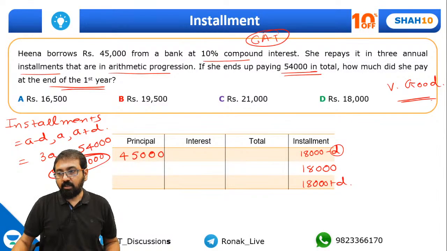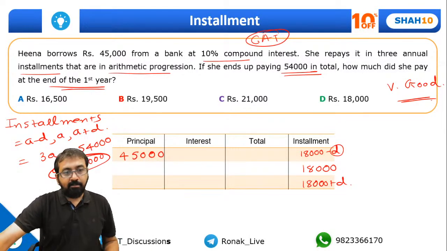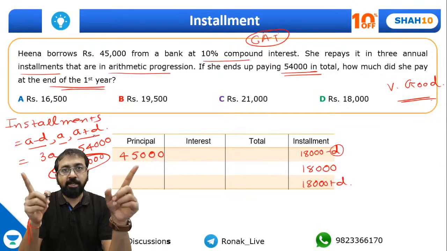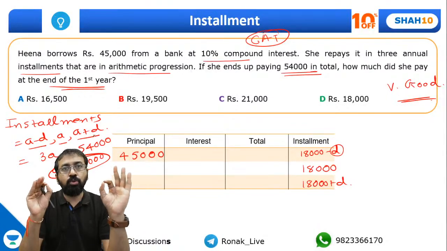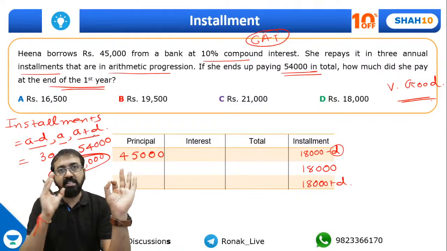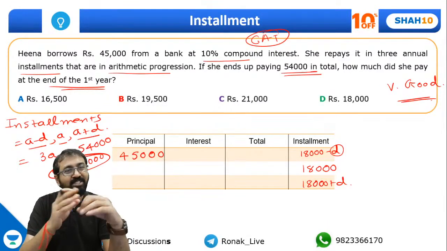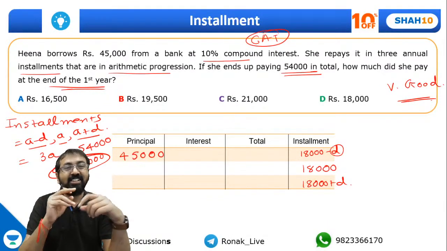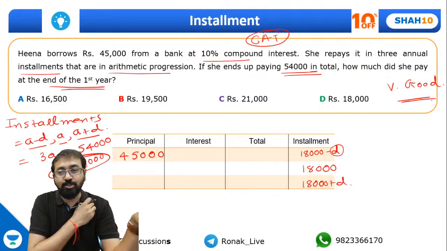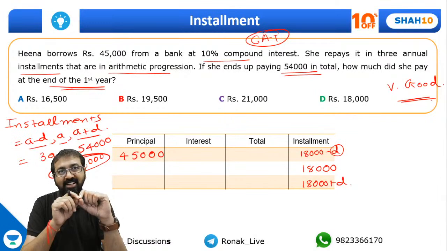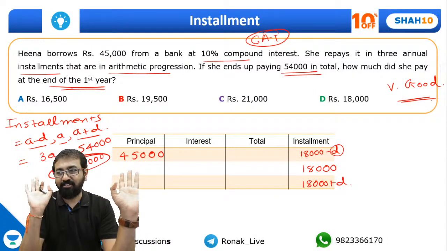Once again, please understand, we have assumed the installments as A minus D, A and A plus D. This is the concept of arithmetic progression: whenever you want to assume 3 terms of an arithmetic progression, you usually take them as A minus D, A and A plus D. For that, of course, you should know arithmetic progression. If you are not aware of it, just quickly go through my modern maths video, also available on this channel, and you will understand everything very clearly.